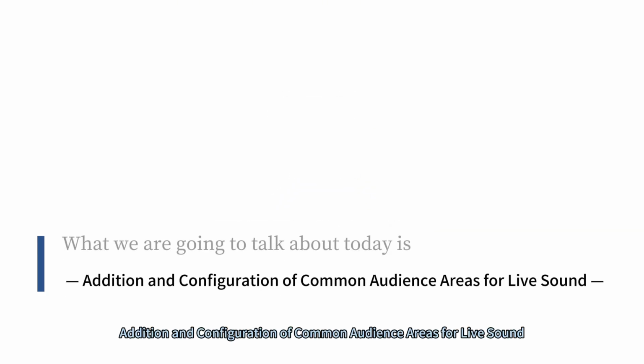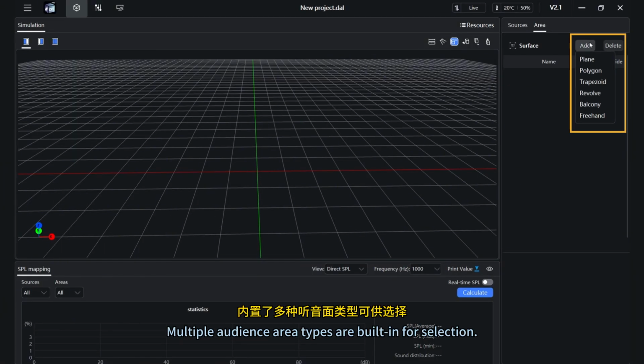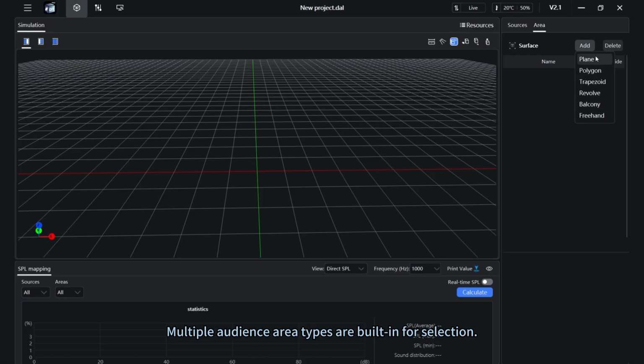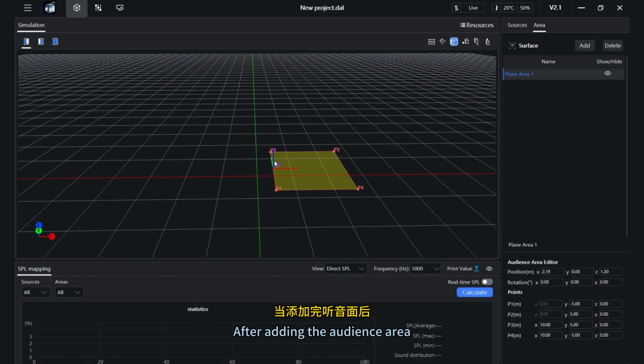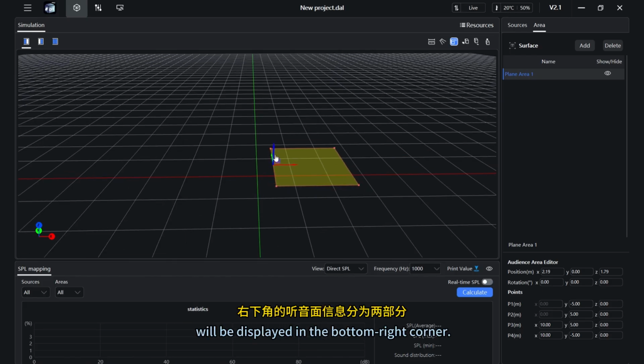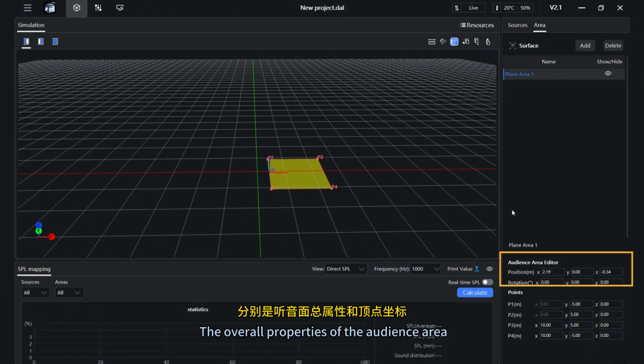Addition and configuration of common audience areas for live sound. In the live sound mode of the DT Pro, multiple audience area types are built in for selection. Taking a rectangle as an example, after adding the audience area, two pieces of information will be displayed in the bottom right corner: the overall properties of the audience area and the vertex coordinates, respectively.